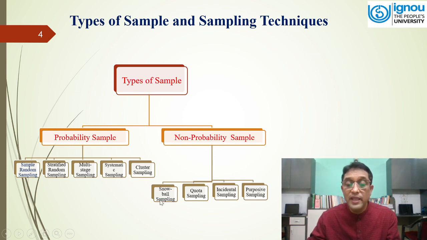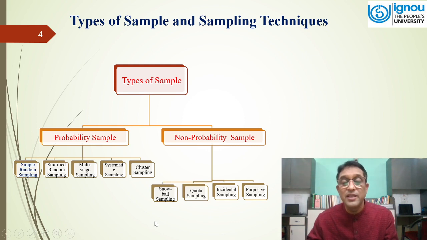And the next type, the other than probability sample, is called the non-probability sample. Here 4 techniques or methods are included under the non-probability sample, that is snowball sampling, quota sampling, incidental sampling, and purposive sampling. So today we'll try to understand what is snowball sampling, what is quota sampling, what is incidental sampling, and what is purposive sampling. So friends, let us go forward to discuss the processes and the techniques that we will adopt for selecting a sample by using these 4 non-probability sampling techniques.